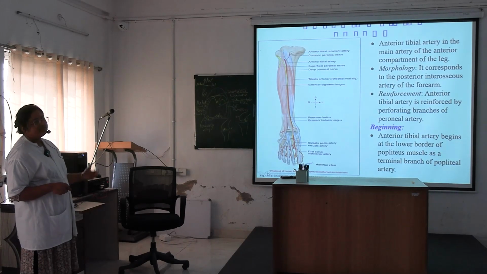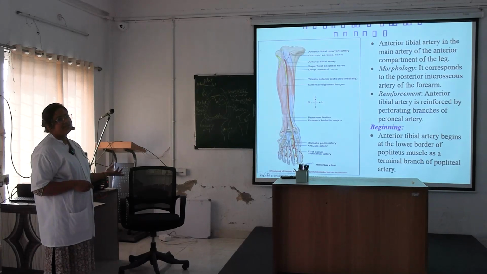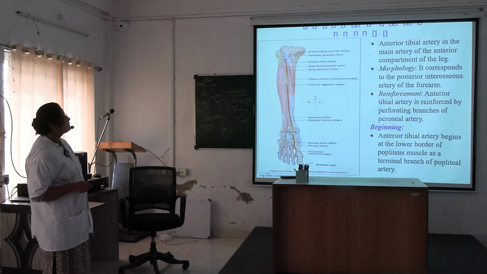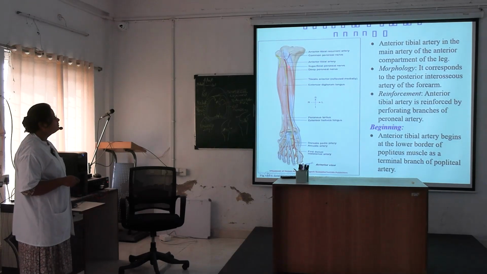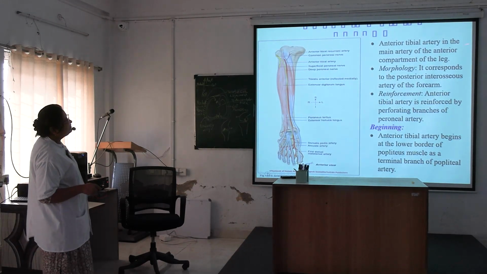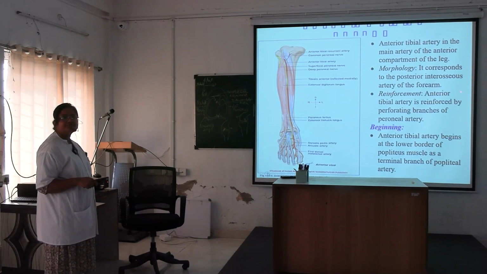Next we go to the artery. We have discussed all the 4 muscles. Next we go to the artery and nerve. That's how you will complete. The artery of this anterior compartment is the anterior tibial artery. Anterior tibial artery is the main artery of the anterior compartment of leg. It corresponds to posterior interosseous artery of the forearm.